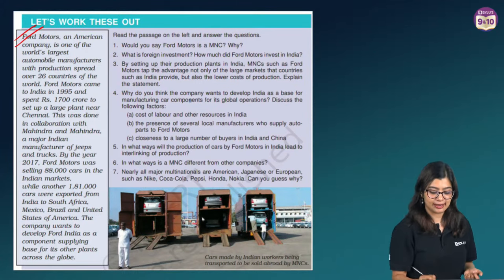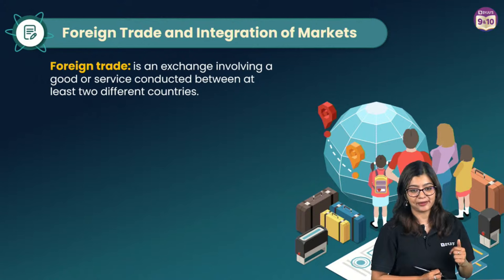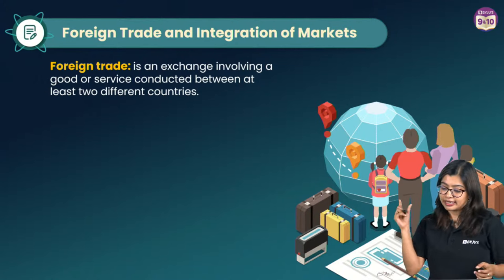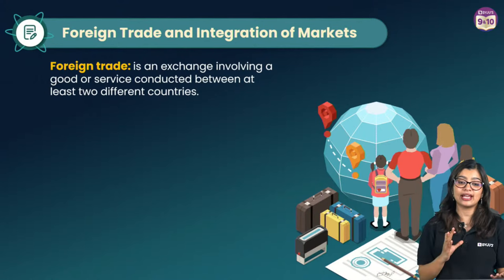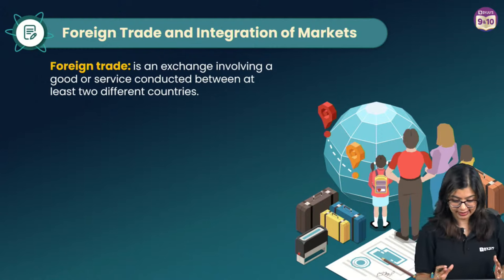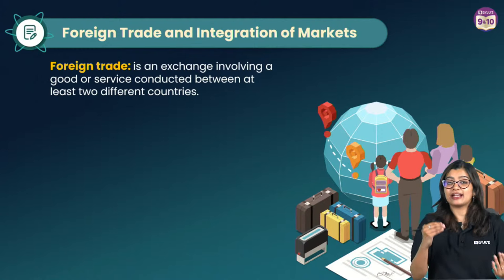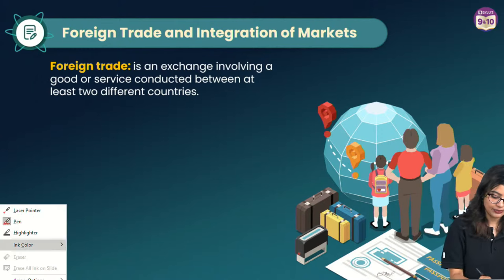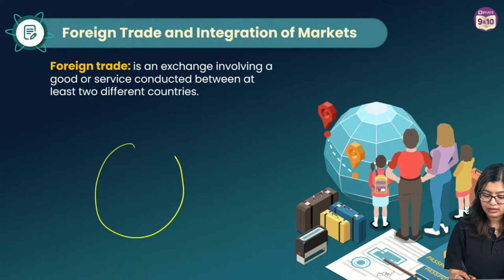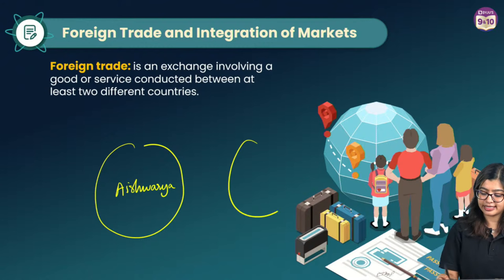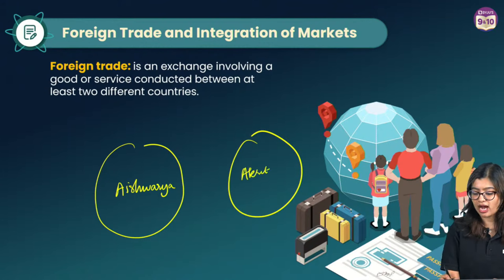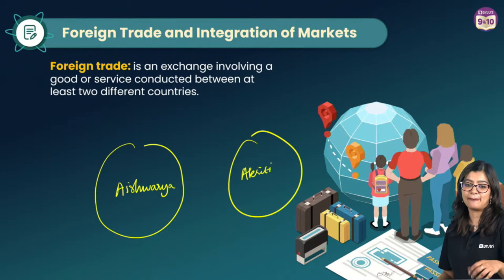Now, the second concept that we need to know is foreign trade. Now, what is trade? Trade is basically when there is exchange of goods and services, right? So whenever there is exchange between goods and services. For example, this is me. This is my country. Okay? And this is Akriti's country, right? This is Akriti's country. Now what is happening here?